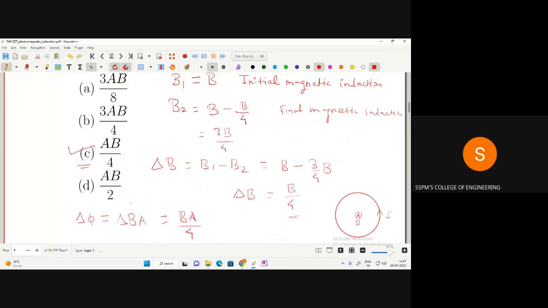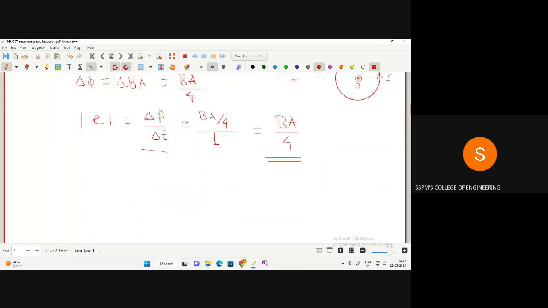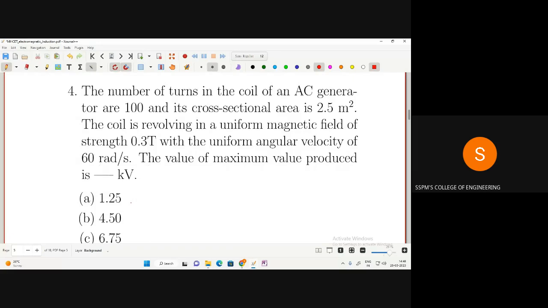This example is based on Faraday's law also. You might realize that so far we have solved 3 examples, and all these 3 examples are based on Faraday's law. The next example is also based on Faraday's law. So let us solve the next example.